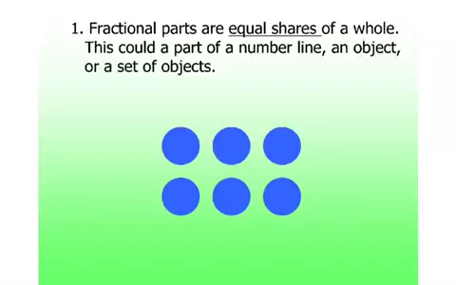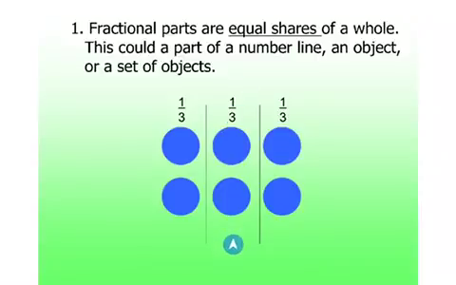Now we have a representation using a set of objects. Here's one set, here's the second set, and here's the third set. This whole grouping would be considered the whole. There's 1/3, there's another third, and there's another third.